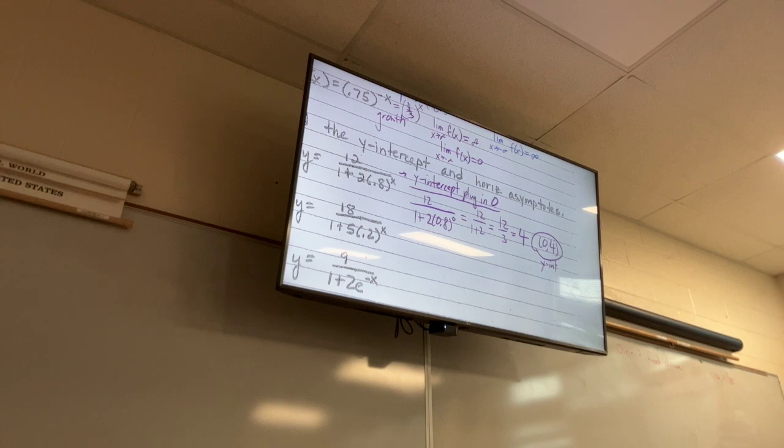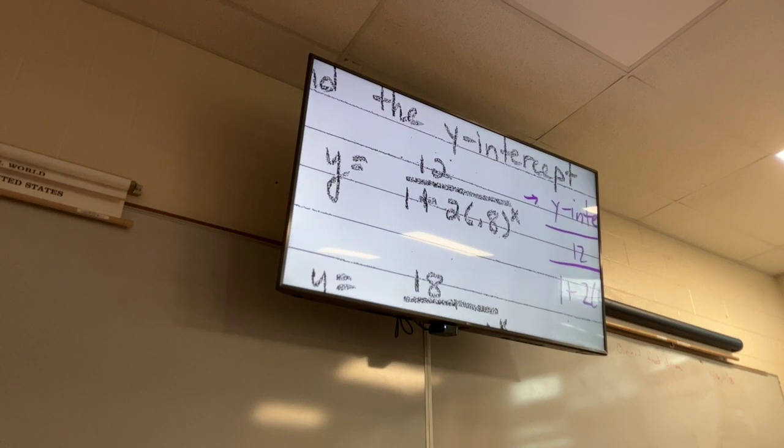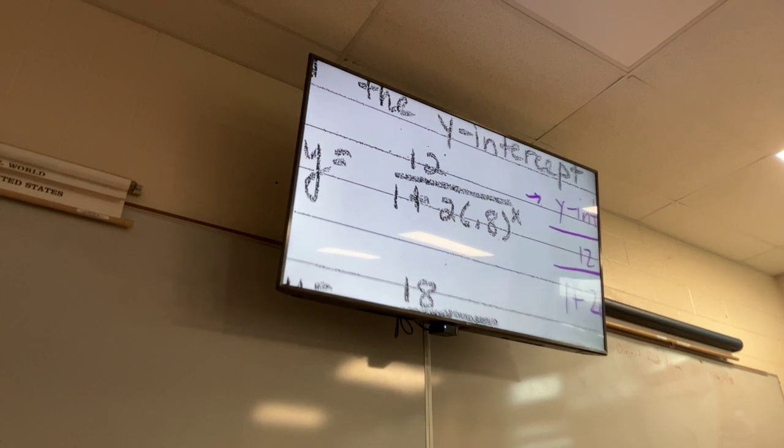Any idea how we find the horizontal asymptotes? Is that the degree one? Is that the vertical asymptote one? The degree of the leading coefficient. That's for rational functions. These are logistic functions. These are not rational functions.